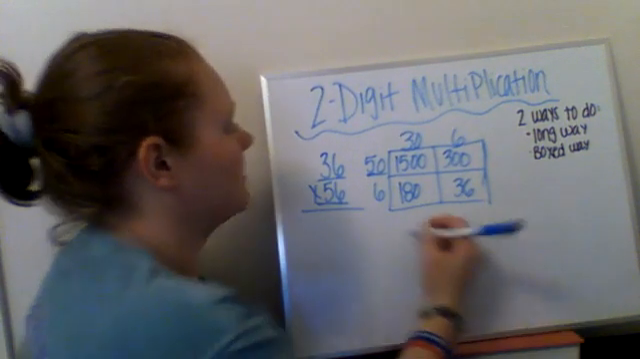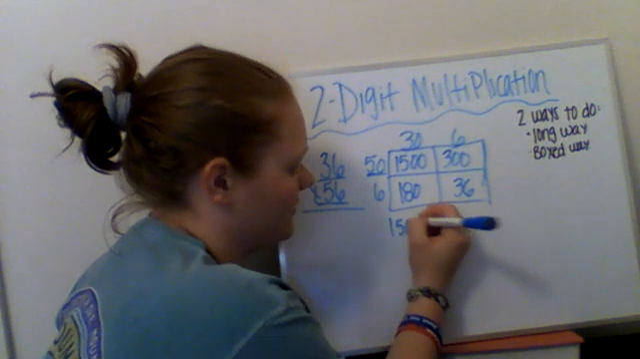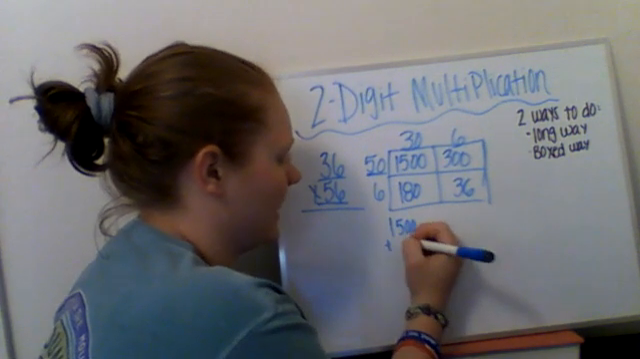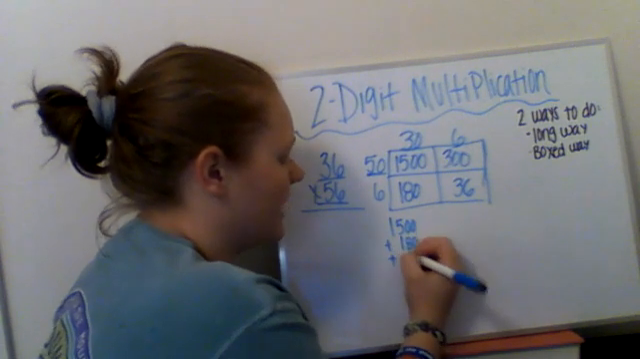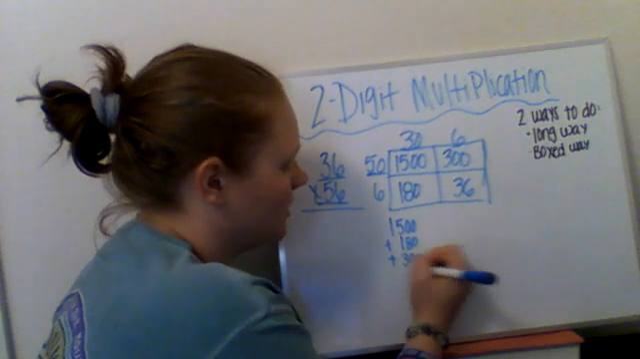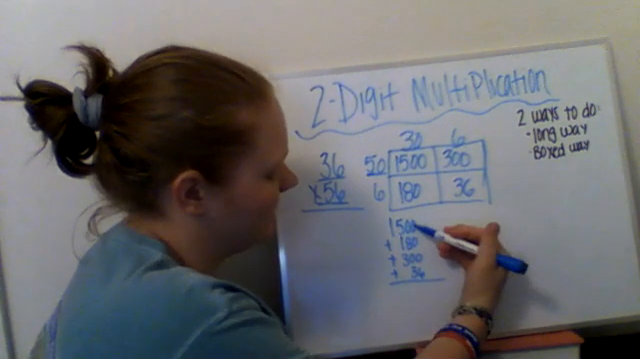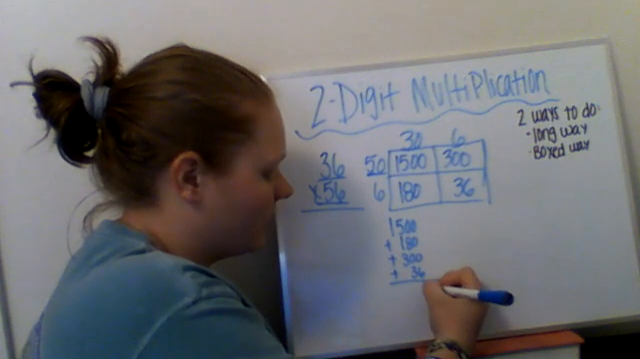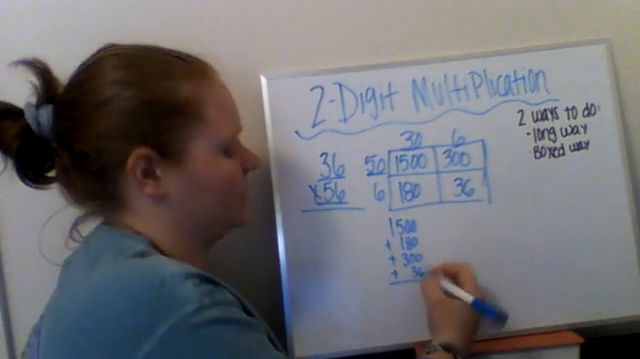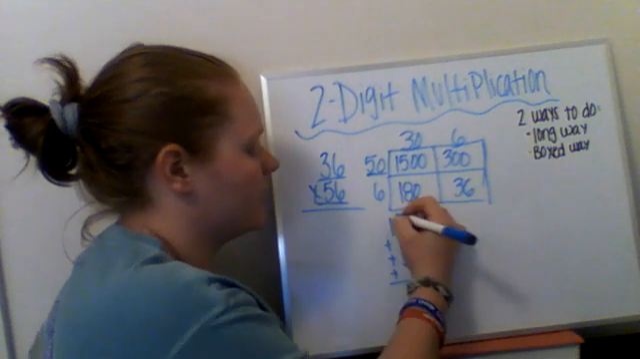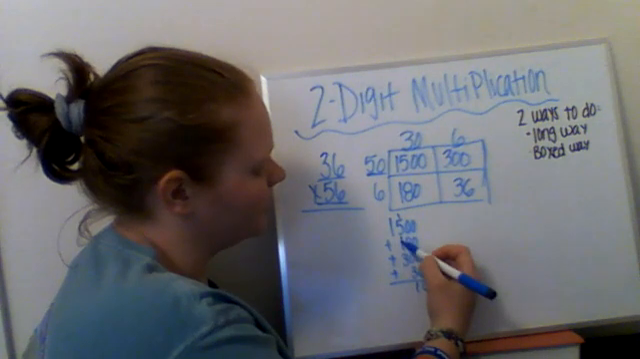Okay, so now I'm going to add up my numbers that I see. So I have 1,500. I'm going to add 180. Going to add 300. I'm going to add 36. So if I start in my ones place, I see a 6. I'm going to bring that 6 down. Then in my tens place, I have an 8 and 3. 8 plus 3 is 11. Put my 1 down here, carry my 1. My hundreds place value, I see 5 plus 1, which is 6.